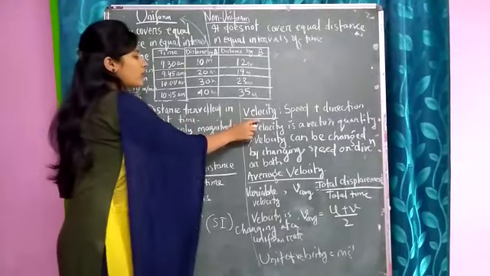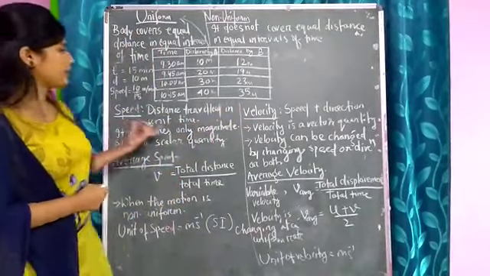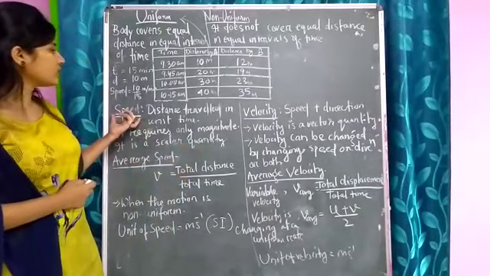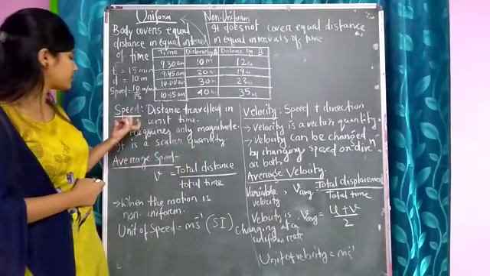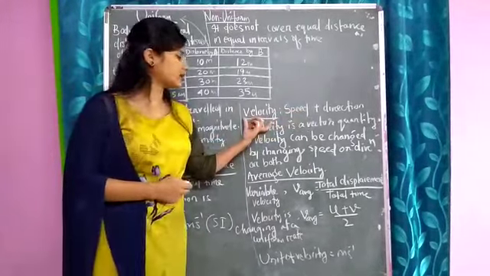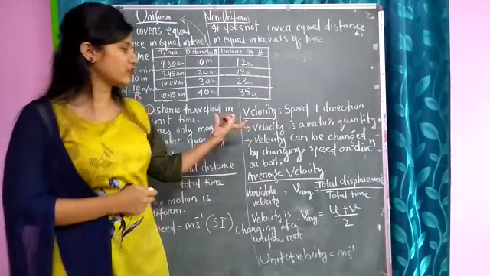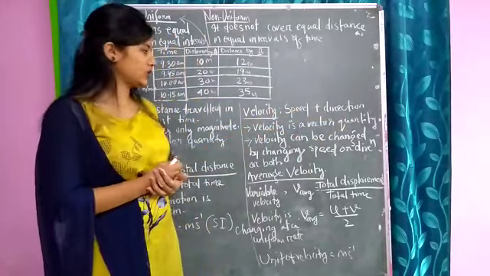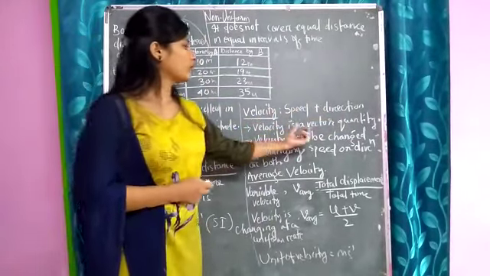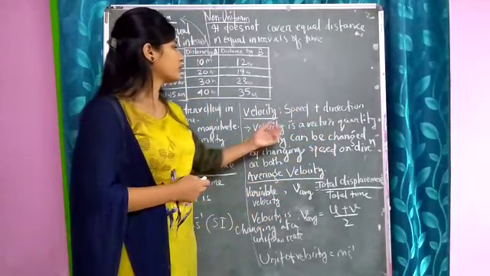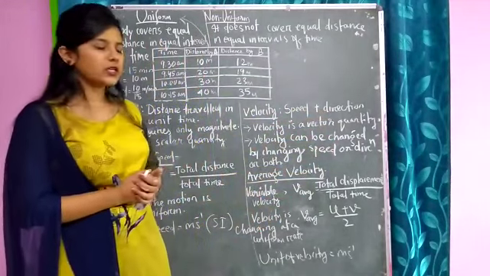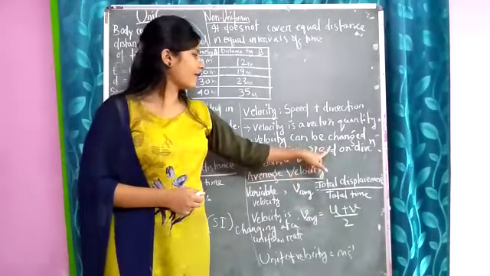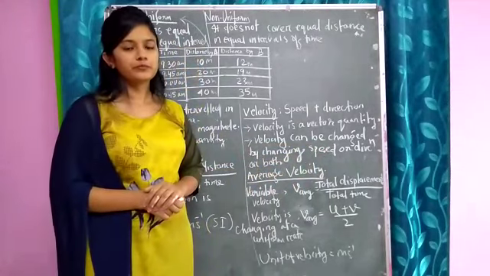Then we will discuss velocity. The basic difference between speed and velocity is that whenever we define the direction with speed, we say that it is a velocity. That's why I have written here that speed plus direction will give you the velocity. So velocity is a vector quantity, because we have to define the direction. Next, velocity can be changed by changing speed or direction or both.